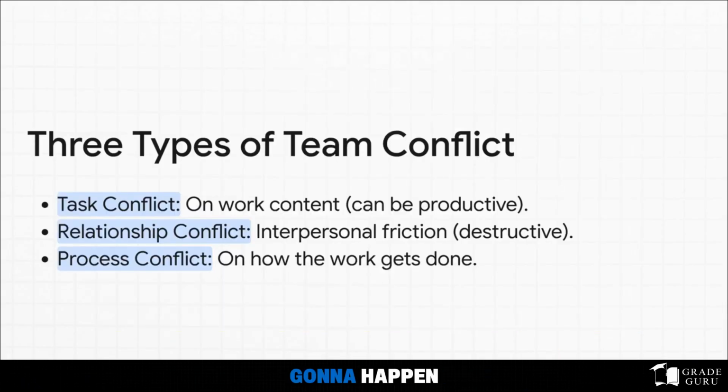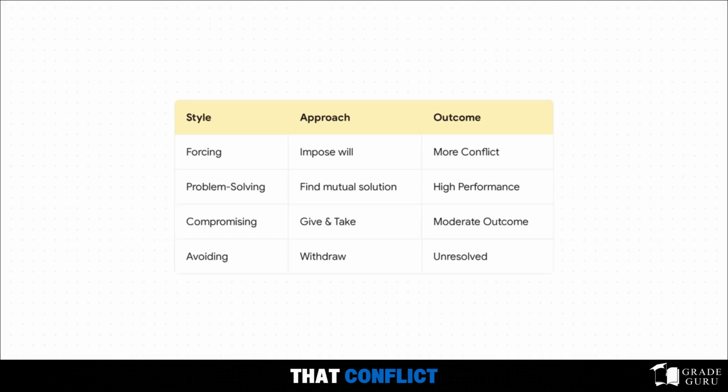So, conflict is going to happen, but here's a crucial point. Not all conflict is bad. A little bit of task conflict, disagreeing about the work itself, can actually lead to better ideas. Relationship conflict, though, that's just personal friction, and it's almost always destructive. When you're managing that conflict, take a look at these styles. Notice how a problem-solving approach leads to high performance. But a forcing style, where one person just imposes their will, well, that's just a recipe for more conflict down the road.